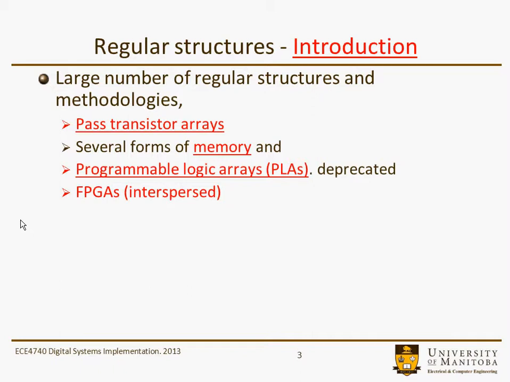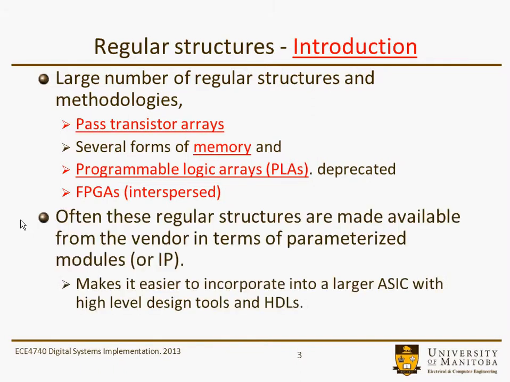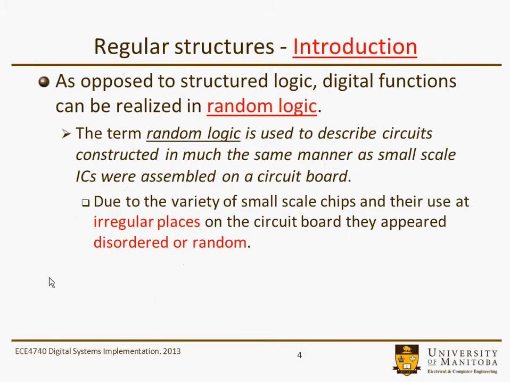We'll look at pass transistor arrays, some forms of memory, and a little bit of programmable logic array, although it's slightly deprecated, as well as some FPGAs, which are interspersed throughout. Often these regular structures are made available from the vendor as a parameterized module or IP. IP again stood for intellectual property. It makes it easier to incorporate into larger ASIC high-level design tools and HDLs if you already have something pre-built for you and you know it's going to work.